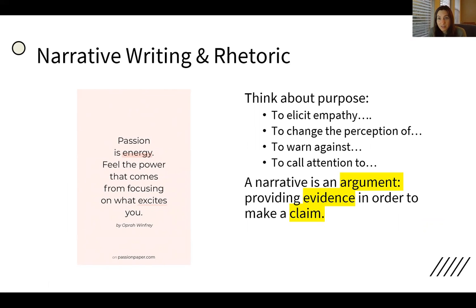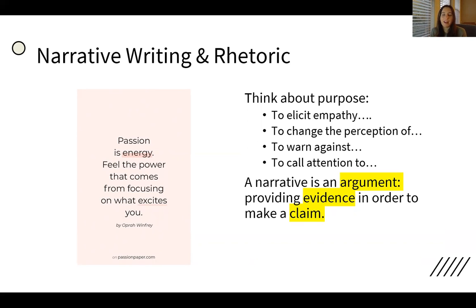That starts with coming up with a definitive purpose. For example, here are some action phrases that you could potentially use when thinking about purpose. Are you trying to elicit empathy with your audience? To change the perception of something, to warn against, to call attention to something, okay? So really, a narrative is an argument.